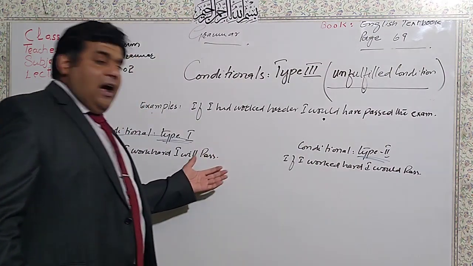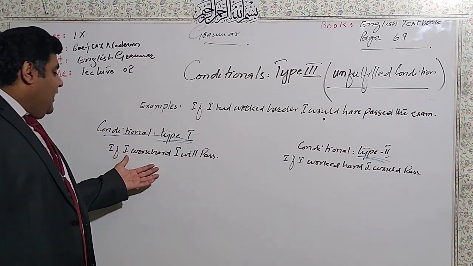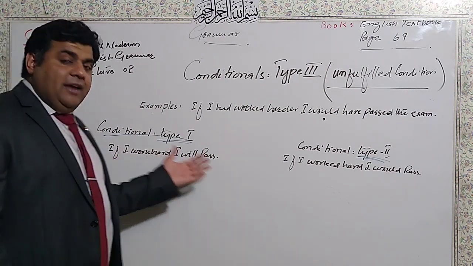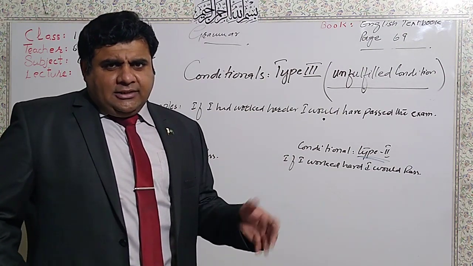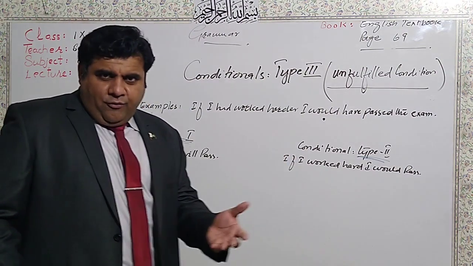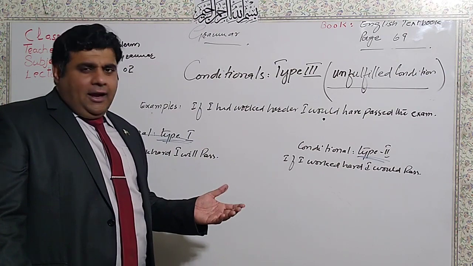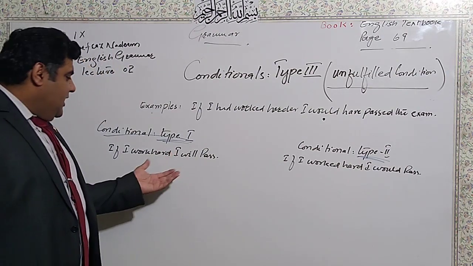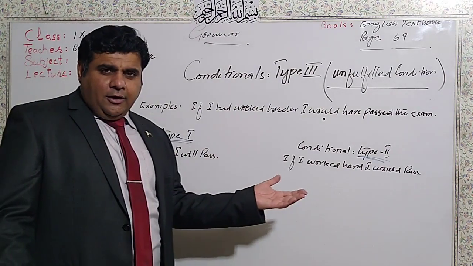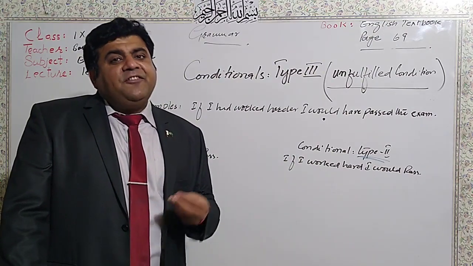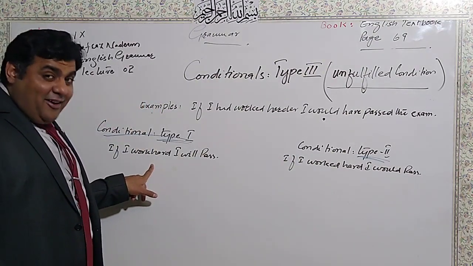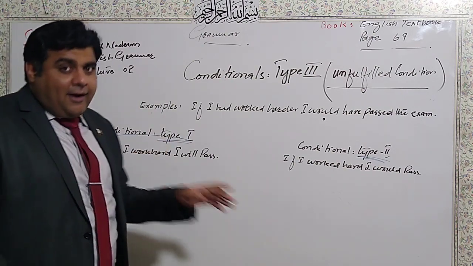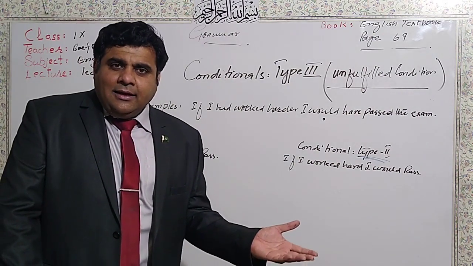For example, if I work hard, I will pass. Now, this is a very normal situation. The time is with you. For example, you are in class 9, and definitely everyone is saying that if you work hard, you will pass. This is the first condition. But what is the condition? Work hard is a condition. If you work hard, you will pass.